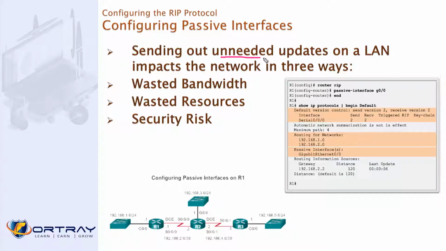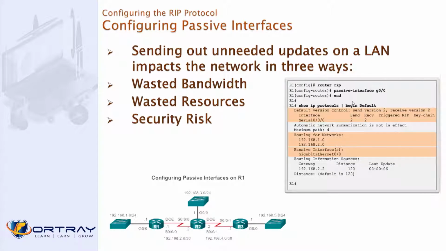Sending unneeded updates on the LAN network impacts the network in three ways. You unnecessarily waste the bandwidth, waste the resources, and create a security risk. Security risk in the sense that if somebody connects a router here, he will start getting all the network information about these routers as well. So it is better to turn this off. And how can we turn this off? Router RIP, passive-interface gig 0/0.